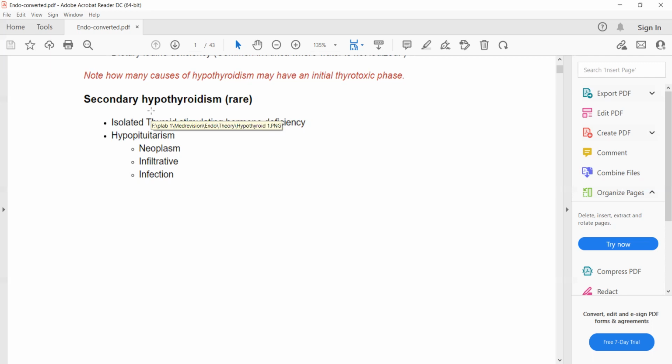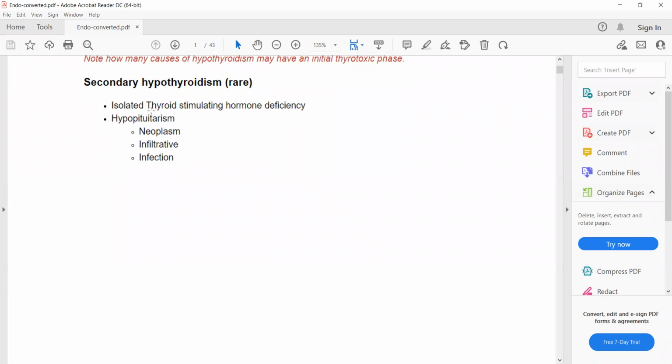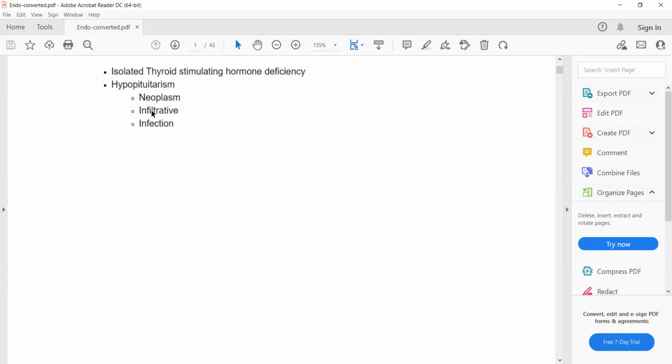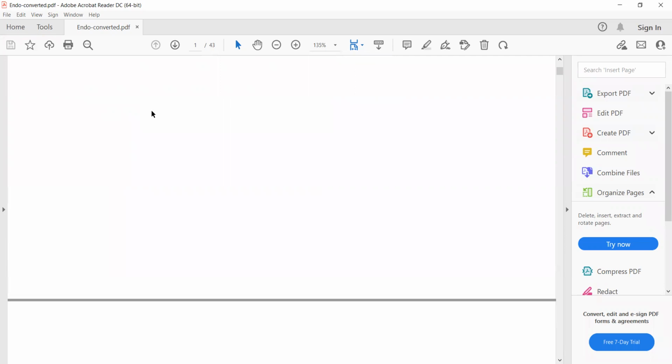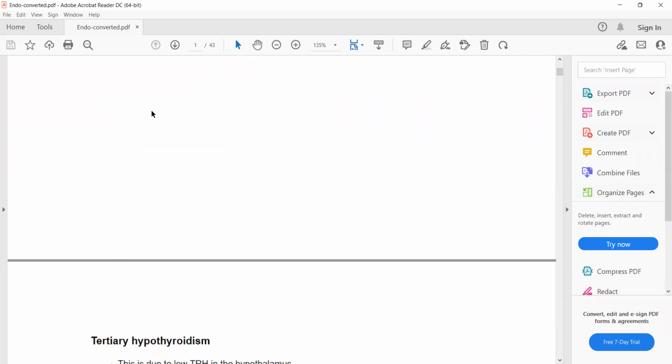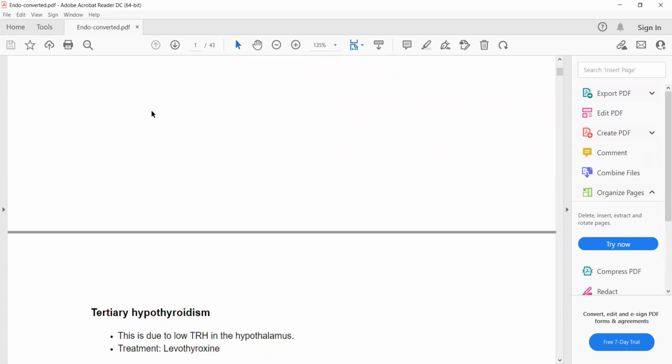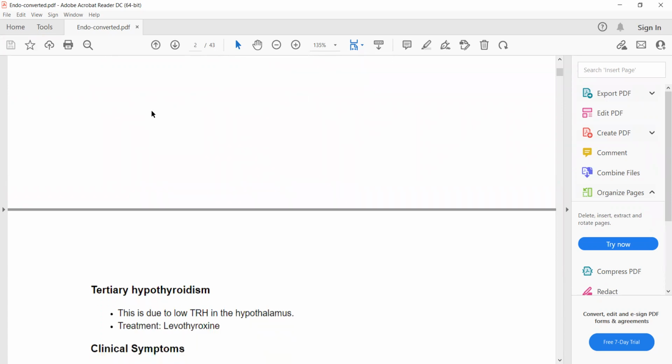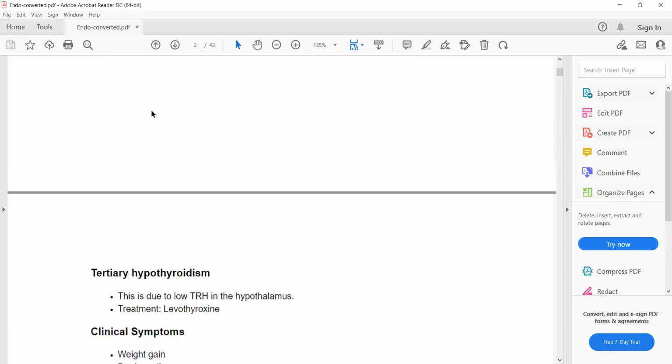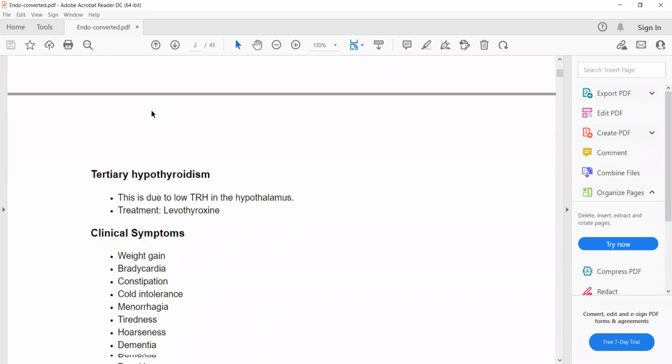Is this point clear to everyone? I'll take the silence as a yes, that this point is clear to everyone, that in primary hypothyroidism, T3 and T4 will be low and TSH will be high, while in secondary hypothyroidism, all three of them will be low. Low TSH, low T3 and low T4.